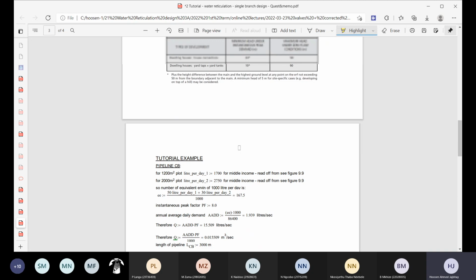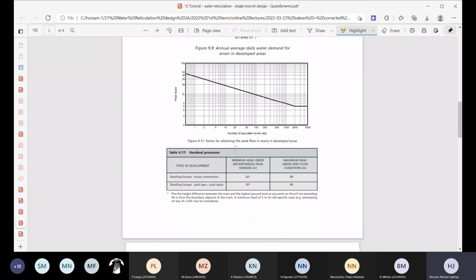The table I had used was the one for undeveloped or developing areas, right? So I'd read off the value for the second pipeline from the wrong table. Right, so this is something to be wary of, that you don't also make that same mistake.